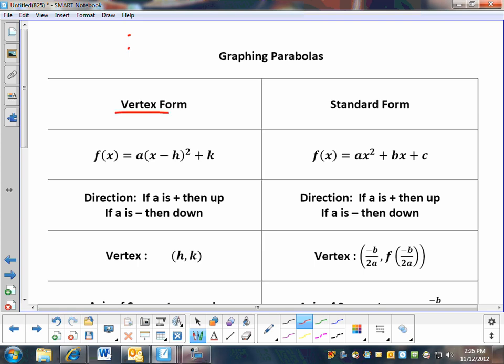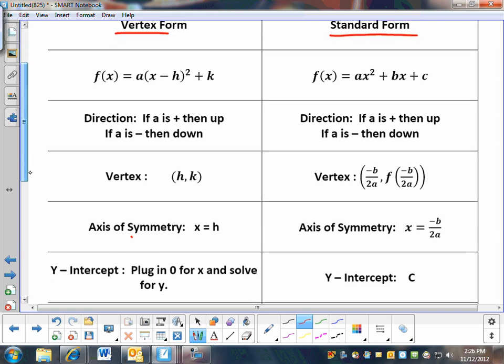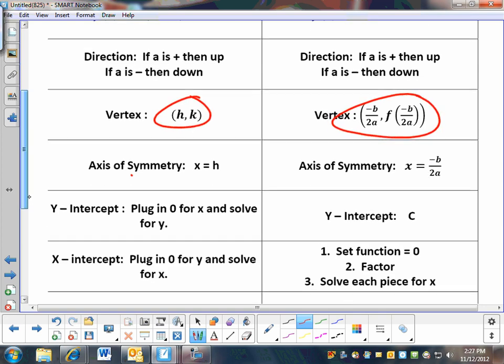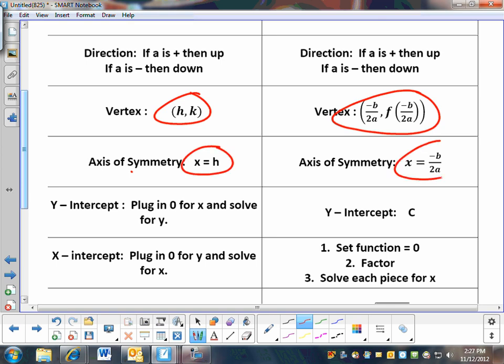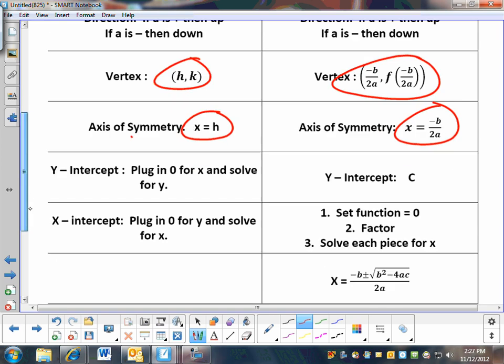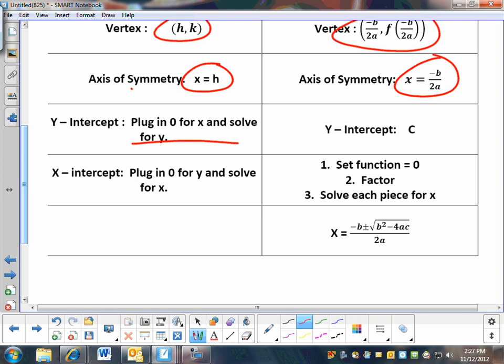But you can see that I give you vertex and standard form of parabolas. I give you this chart. So here's what vertex form looks like. Here's what standard form looks like. If you want to know the direction, look at the value of a. If it's positive, it goes up. If it's negative, it goes down. If you want to find the vertex, again, I've laid it out for you right there. Axis of symmetry, x is h. Here, x is negative b over 2a. If you want to find the y-intercept, plug in 0 for x and solve for y. For standard form, it's just your c value. And if you want to find the x-intercepts, then you have to go through this.